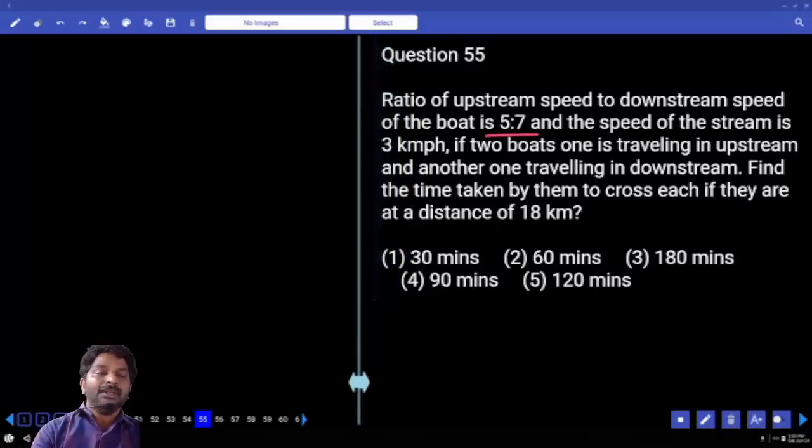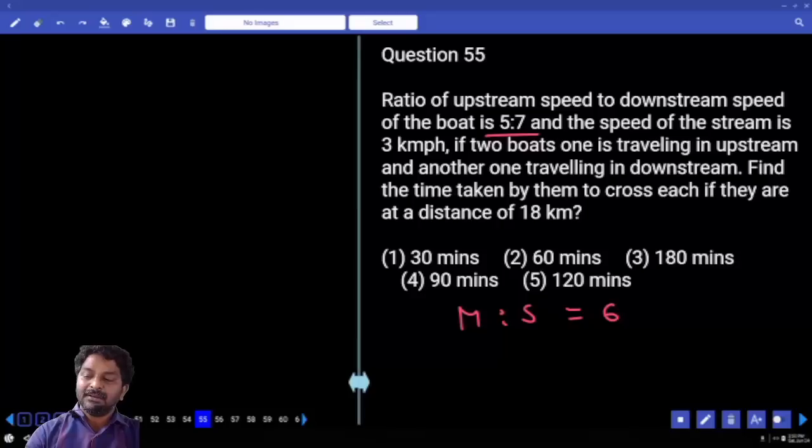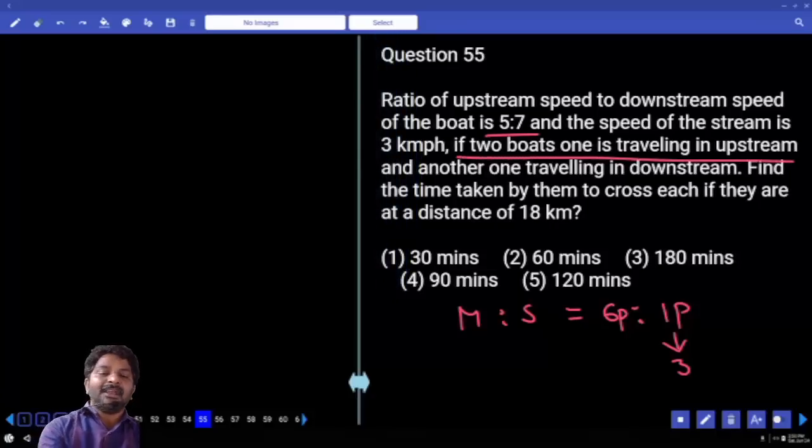Okay. Now, if the downstream and upstream ratio is 5:7, what is the man's speed? Sum divided by 2, how much? 6. And what is the stream speed? 1. That is one part, right? They said one part. Stream speed is equal to 3 km per hour, correct? Right. Now, both are traveling in opposite directions.